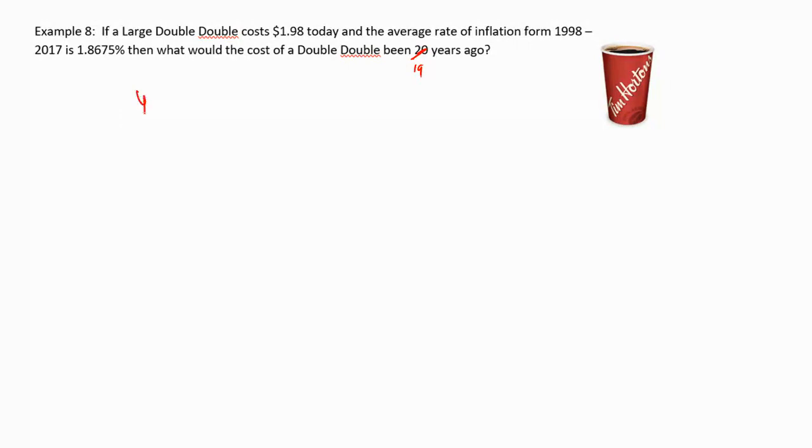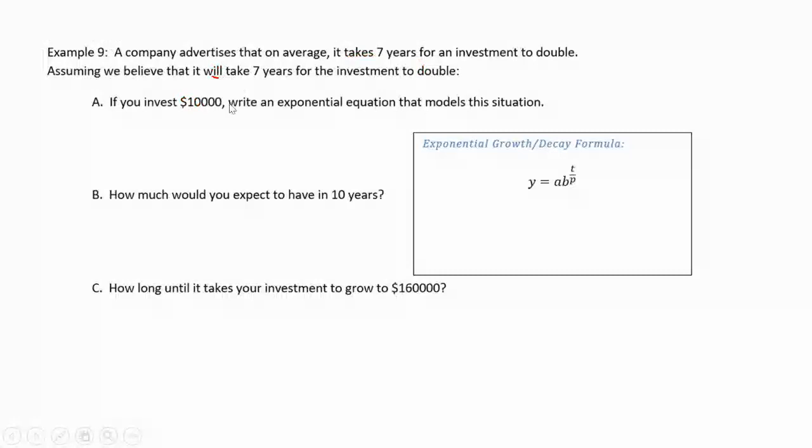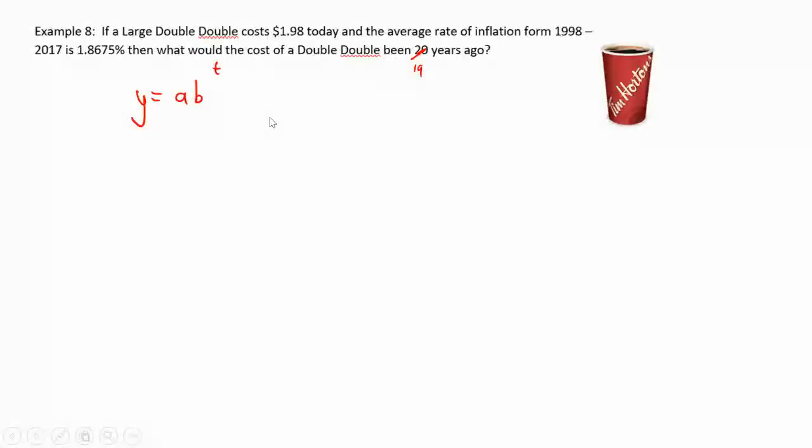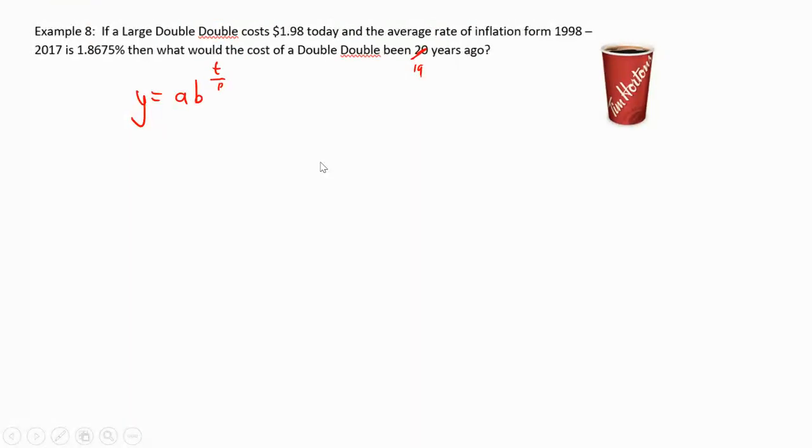So we're going to be using our y equals a b to the t over p. Now, guys, in this case, this is 1.8675% per year. So that means our p-value is just going to be 1 right over here, but we'll talk about more examples later on. So what we're looking for is, we know $1.98 today, that's our amount after time, because we're working backwards. We want to figure out the initial amount 19 years ago. So our amount is 1.98 equals A. This is what we're looking for, which is the initial price.